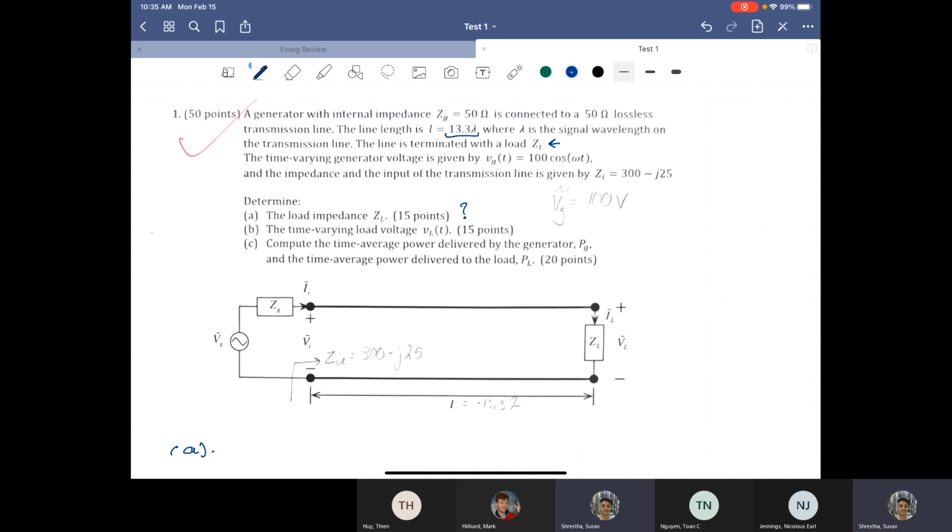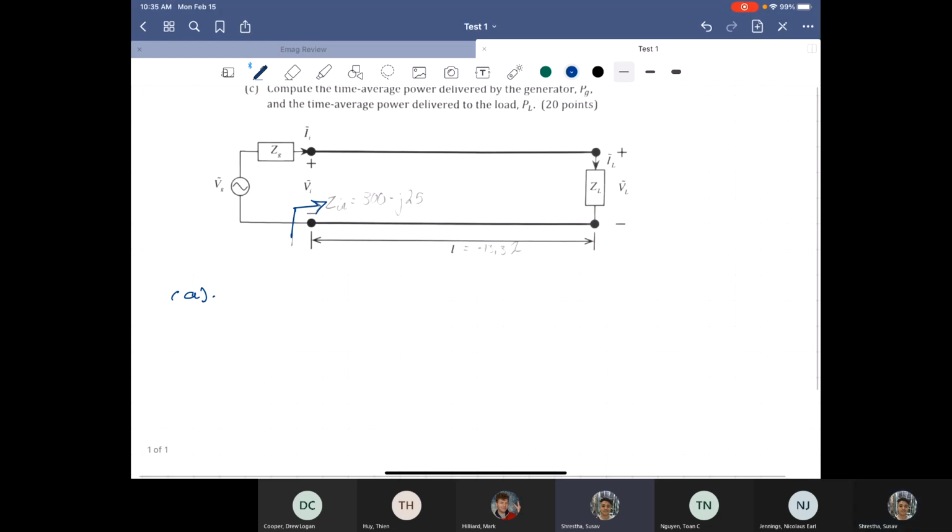And what we are given is the Z in, which is 300 minus j25. So the first question here is, how do we actually solve for the load impedance, ZL? How do we solve for this?